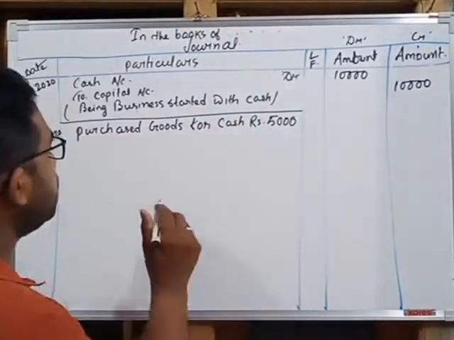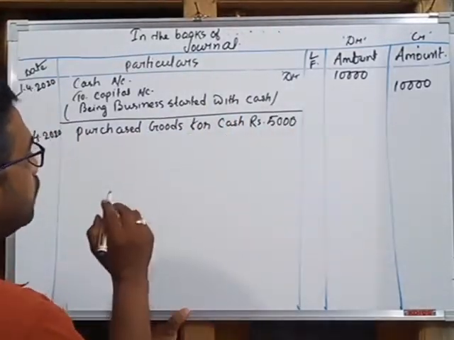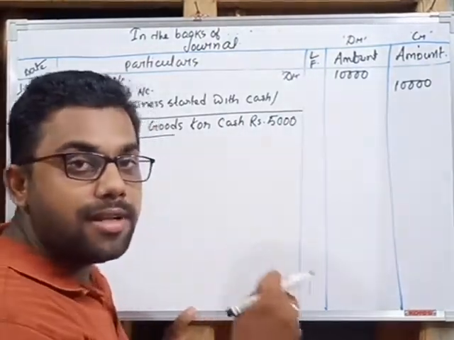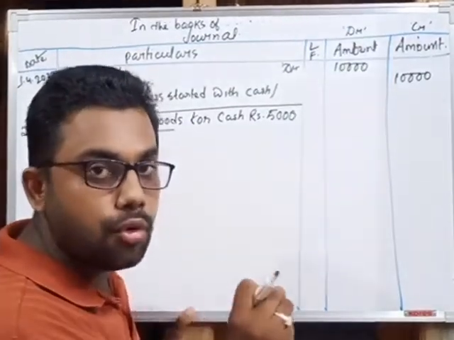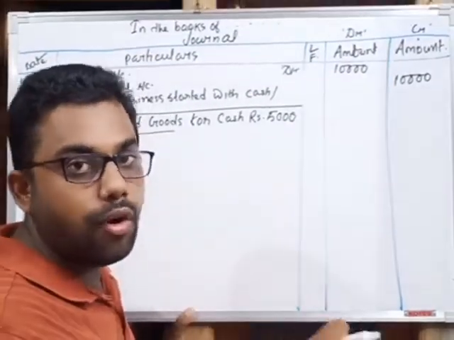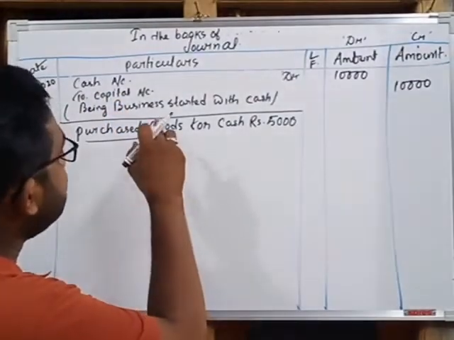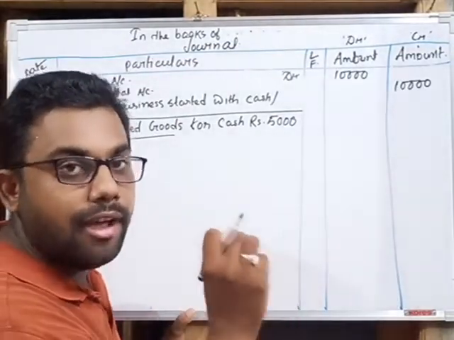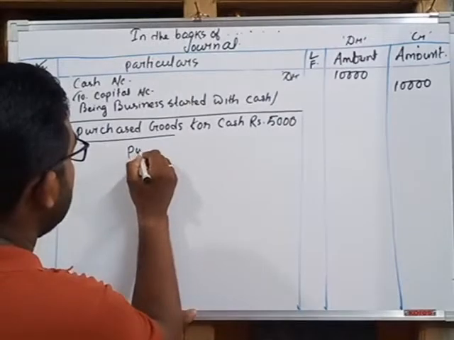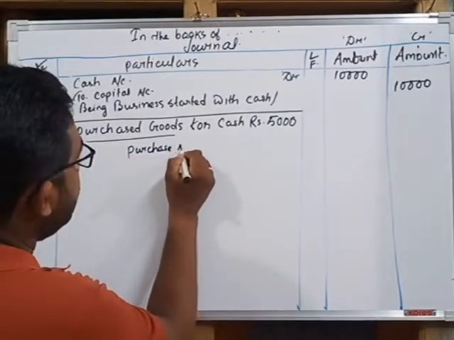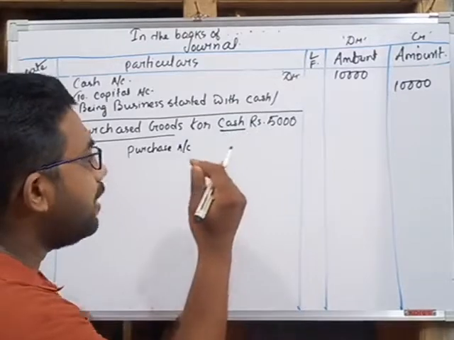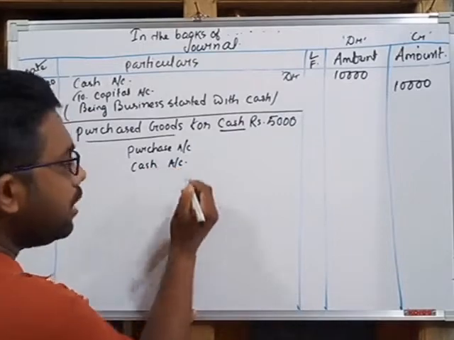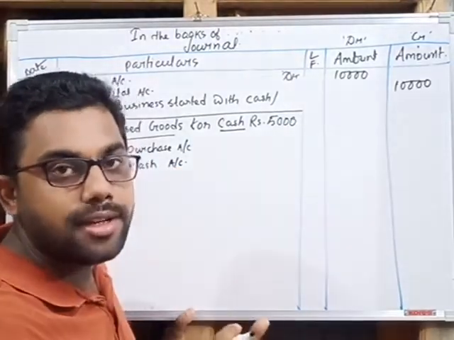So what is the transaction? Purchased goods for cash, rupees 5,000. So one is purchased goods, that means the business purchases goods, any article which is purchased for resale. Whenever the business purchases goods, the name of the account affected by the transaction is purchase account. Next one is cash, because they have purchased the goods for cash. So another is cash account. So I have identified the two account heads affected by the transaction.